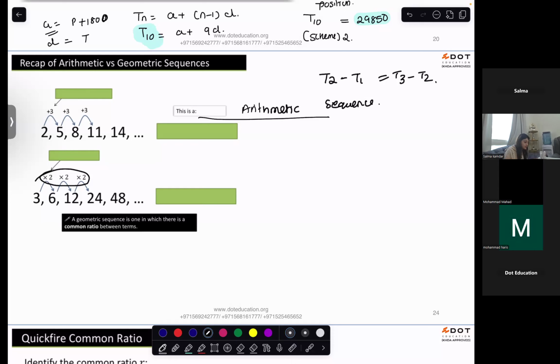What is it called? The rule for it is T2 divided by T1 equals T3 divided by T2, and it should be the same.